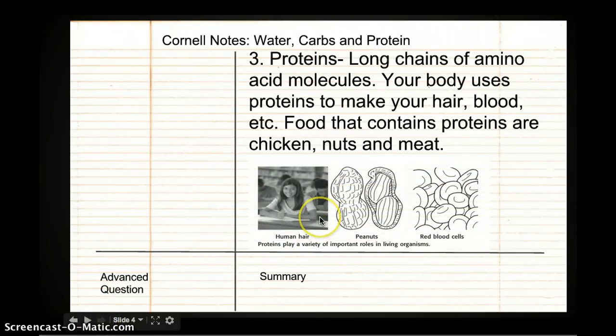So your body needs protein to make hair, and we can get a lot of that from peanuts because peanuts have protein as well. And your red blood cells also require protein to build the hemoglobin in them. Okay, so that's the last point for today.